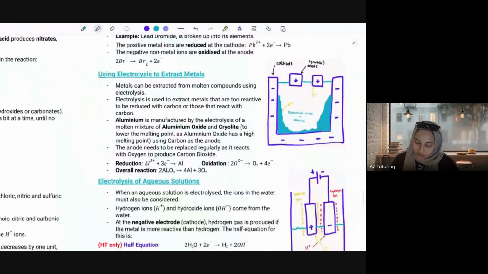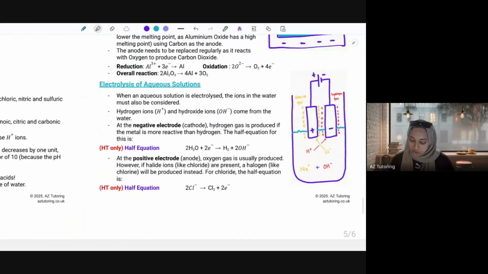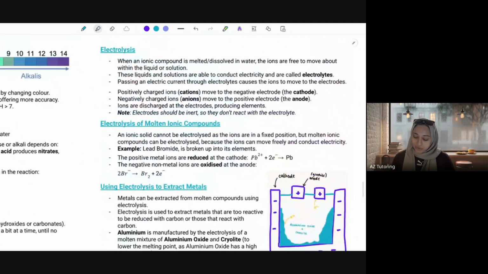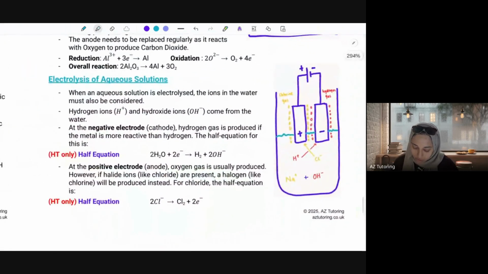So we've just spoken about using electrolysis to extract metals, where they give you the aluminium oxide in the cryolite example. You need to know about electrolysis of aqueous solutions, which I'll talk about now. But you also need to know generically about electrolysis of molten ionic compounds, the fact that you have to make them molten. Okay, let's talk about the aqueous solution ones.